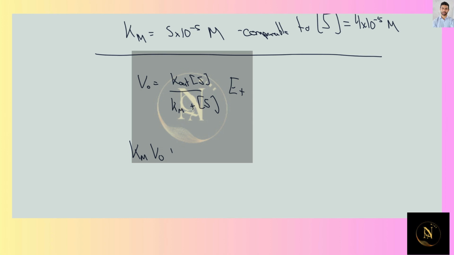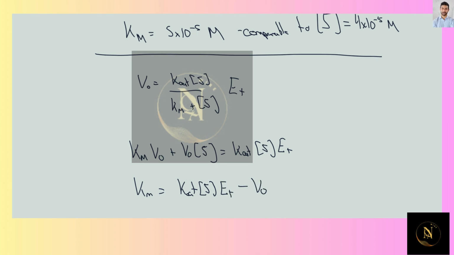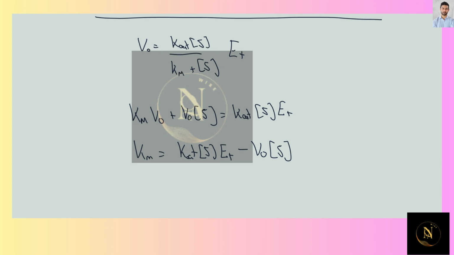which gives us Km times V0 plus V0 times S equals kcat S times the total enzyme concentration. So Km is equal to kcat times the concentration of S times the total enzyme concentration, minus V0 times the concentration of the substrate, divided by the value for V0.